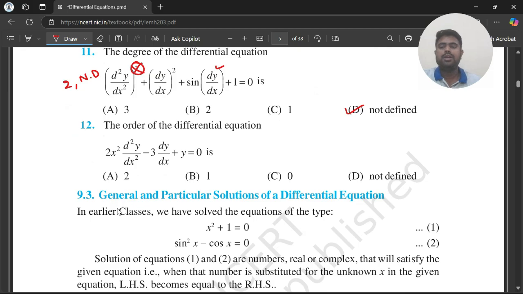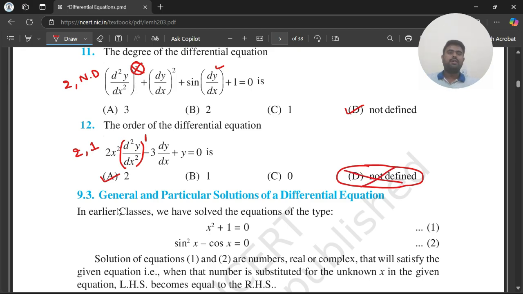Coming to question number 12, what is the order? The order is 2, because of d square y by dx square. And the degree? There is no sin or cos involved, so the degree is also 1. So the order is 2 and the degree is 1. The option 'order is not defined' will never be correct here, because the order is always defined.